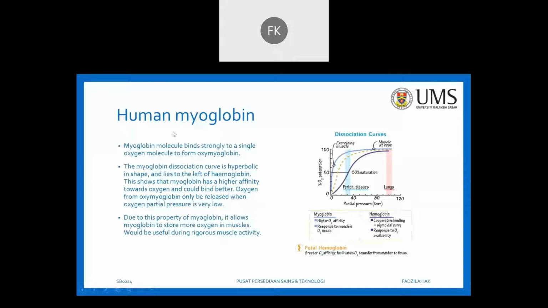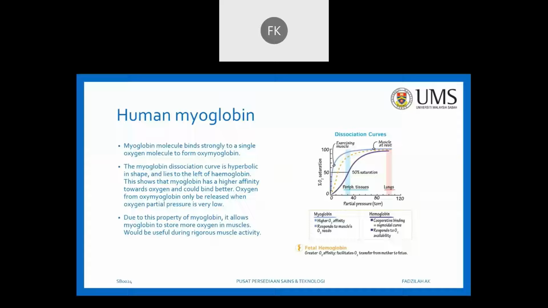Human myoglobin. Myoglobin is a molecule that binds strongly to a single oxygen molecule to form oxymyoglobin. The myoglobin dissociation curve is hyperbolic in shape and lies to the left of hemoglobin. This shows that myoglobin has a higher affinity towards oxygen and could bind better. Oxygen from oxymyoglobin will only be released when oxygen partial pressure is very low.